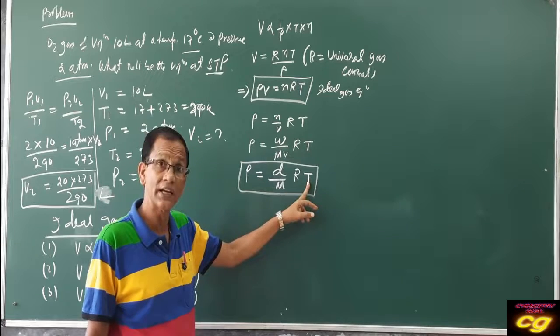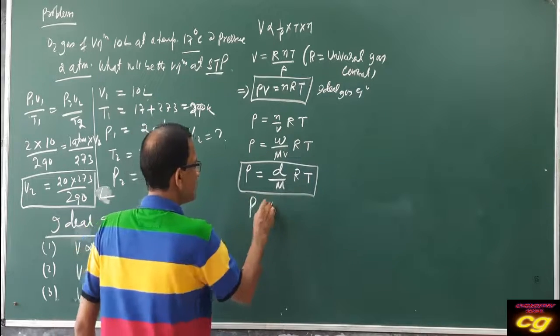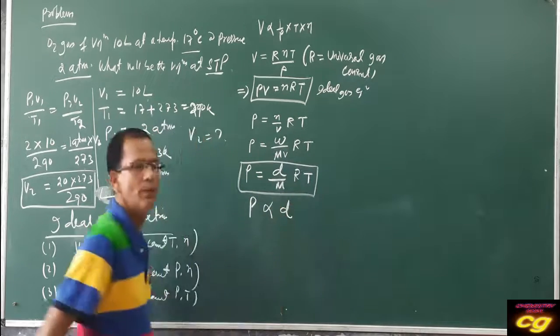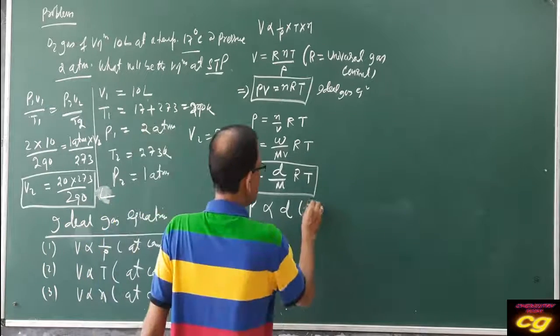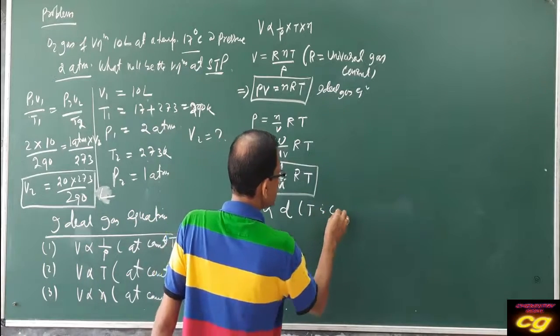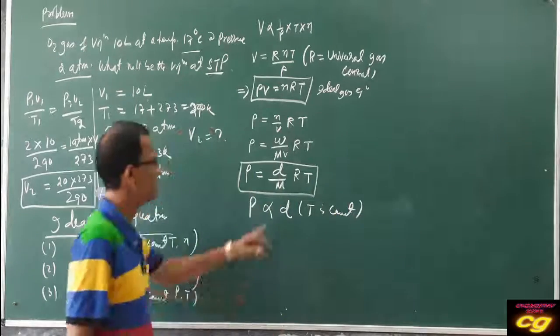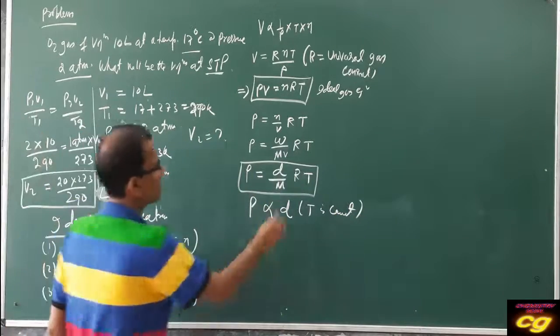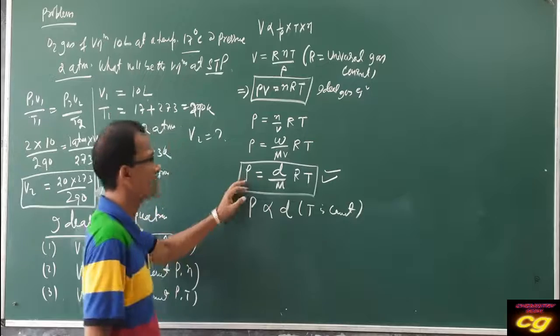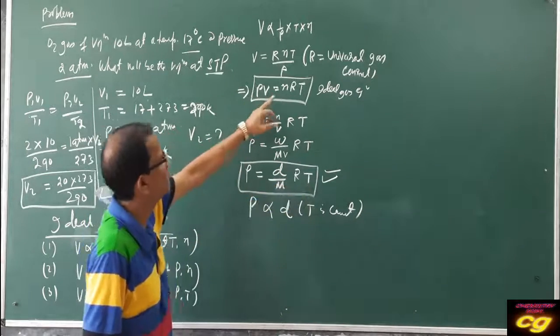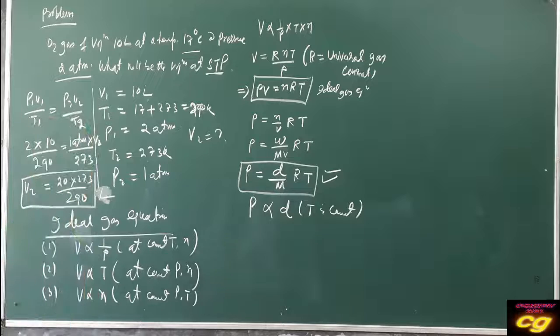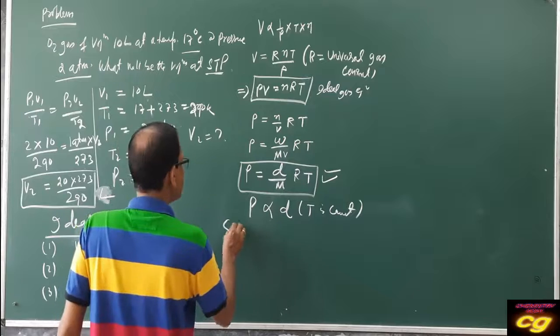The molar mass is constant for the gas, and R is constant. If temperature is taken constant, then P is proportional to d. The condition is that T is constant. This derivation is also important, for calculating pressure related to density, molar mass, R and T. Here P, V and RT all together make the ideal gas equation. PV is equal to nRT. What is the significance of R? Significance of R.